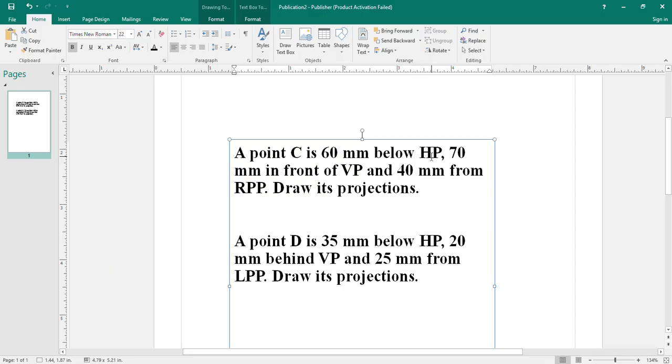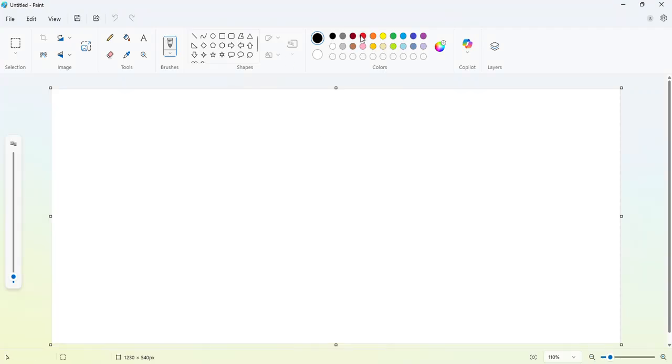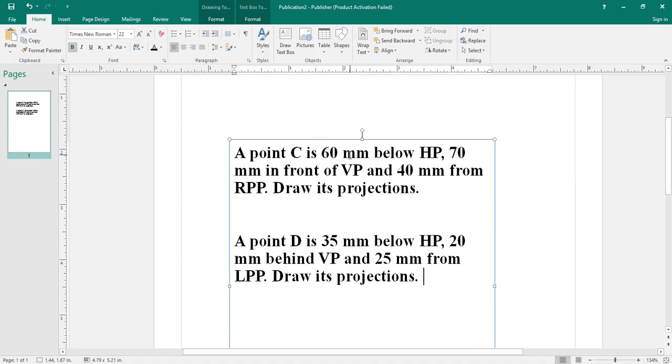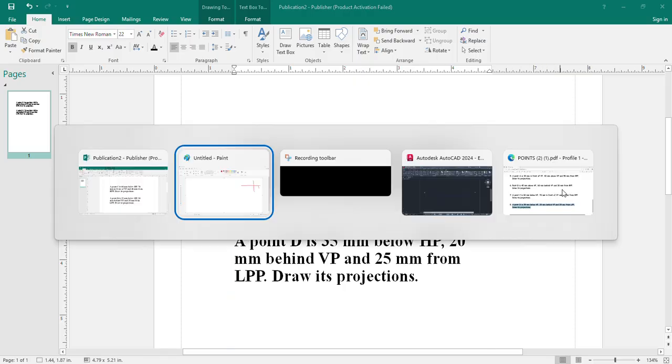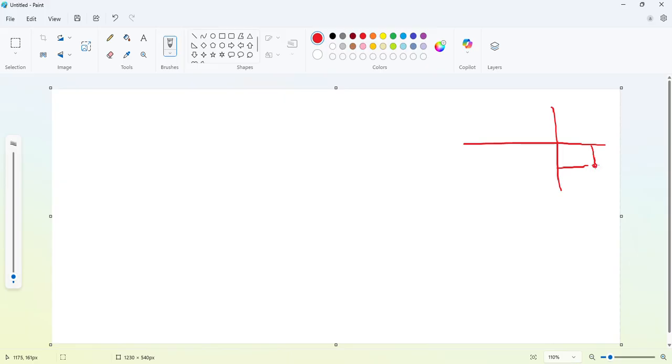A point C is 60 mm below HP and 70 mm in front of VP. For example, in this quadrant system, below HP is this side, and in front of VP is this side. So the point C is in the fourth quadrant. The front view will be here, C dash, and the top view will be here, C, and this has to rotate by 90° in clockwise direction. So C will come here. So C dash and C both will be below the XY line, the reference line.